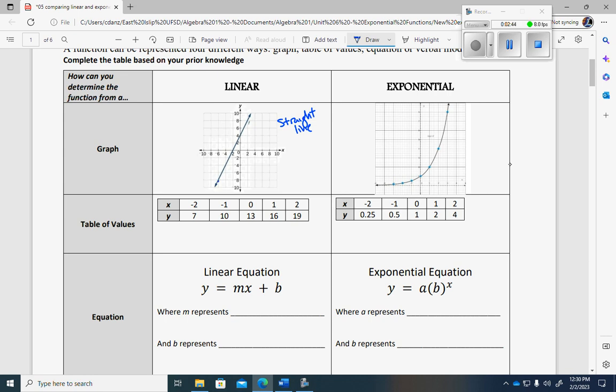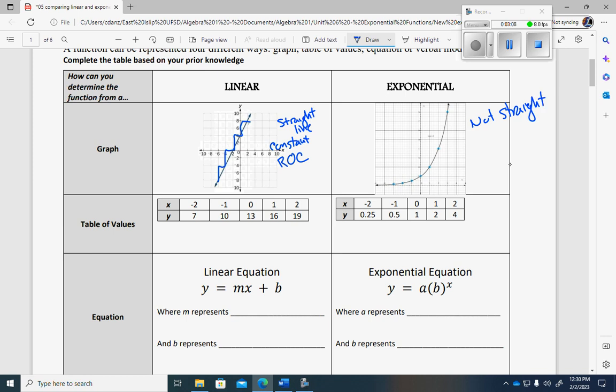What we can see is a constant rate of change, right? I could draw a staircase on here where all the steps are the same. So I'm going to say constant rate of change. I'm using ROC for rate of change. But when we look at this exponential graph, it's not straight. So it can't be linear.